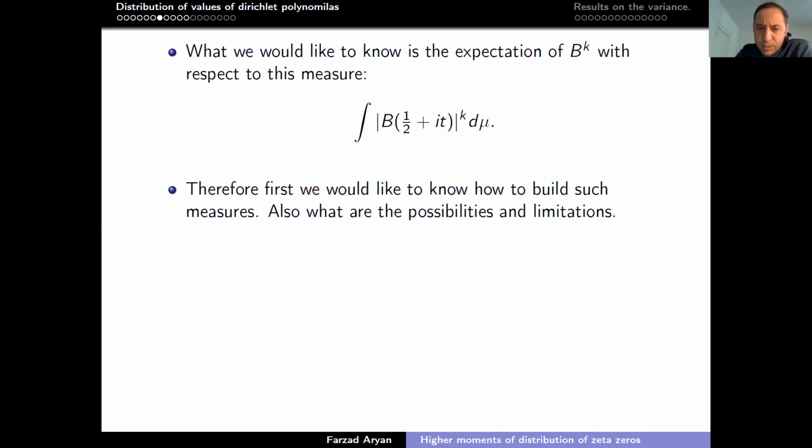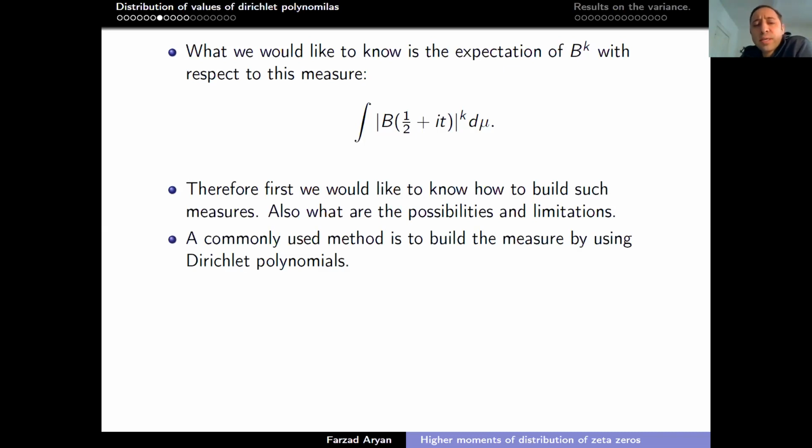And then we talk about how much is possible to look. So what I'm going to describe is a commonly used method, all over the place in analytic number theory, and they call it the mollifier method. Basically, what they mean is that we use a Dirichlet polynomial that highlights the property that we're interested in.